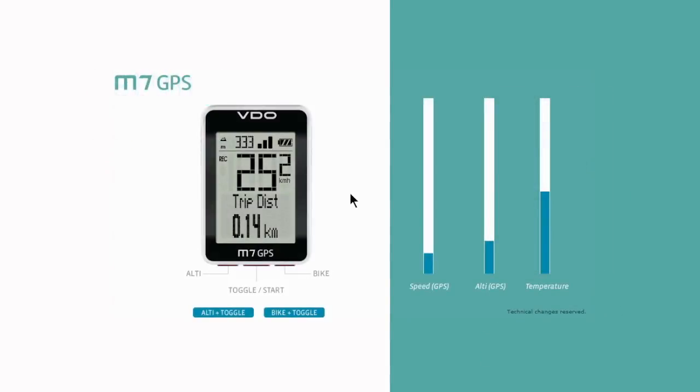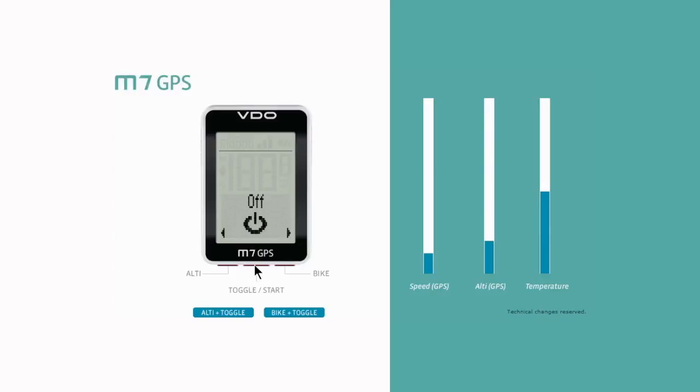The M7 GPS has 3 buttons: the bike button at bottom right, the start button at bottom center, and the Alti button at bottom left. In the case of a new device, a pair of settings must be made, which are grouped together in a setup menu. The setup menu is opened by holding down the start button for a few seconds.